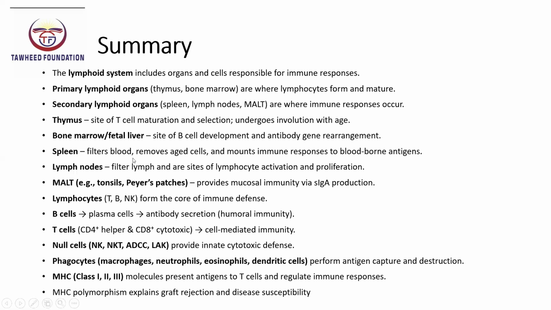Next is spleen. The spleen is the largest secondary lymphoid organ and plays a key role in filtering the blood. It removes old and damaged red blood cells and also detects and responds to blood-borne antigens. By doing so, it helps produce immune responses against pathogens circulating in the bloodstream.